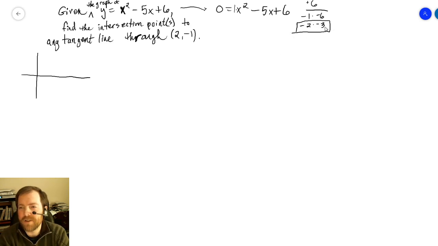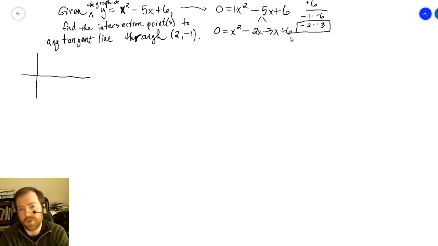This -2 and -3 are what happens when you split this middle term out into two pieces. Now, I did not actually learn this particular method of factoring until I started teaching, so this is one of the reasons why I keep teaching it, even if students now are taught it, which a lot of them are. All right, so this is going to be an x squared, this is going to be a -2x and a -3x and a +6.